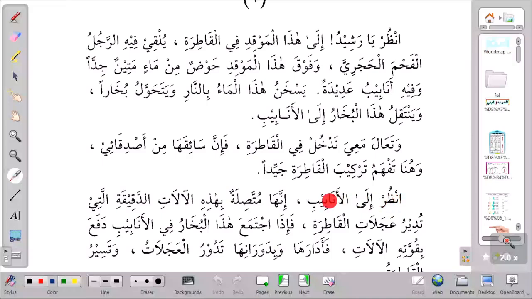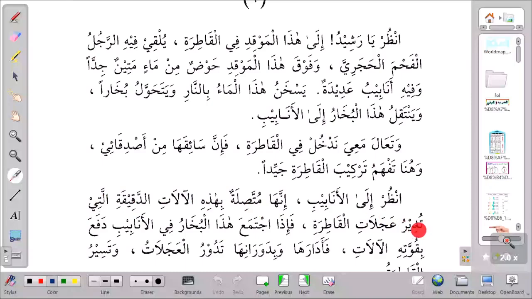Unzur ila al-anabib, observe these anabib, these pipes. Innaha muttasilatun bihazihi al-alat, it is connected by these devices. There is some device that he's pointing to. Alat means devices, it is the plural of alah. I hope that is correct. Al-alat ad-daqiqa, these fine, meaning small in nature. They are very small devices that connect the pipes together.